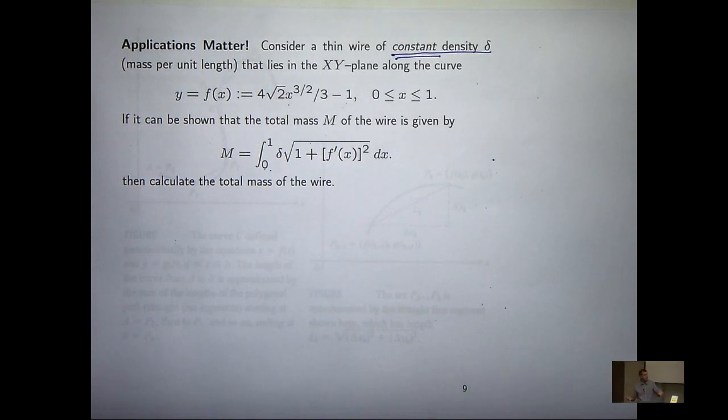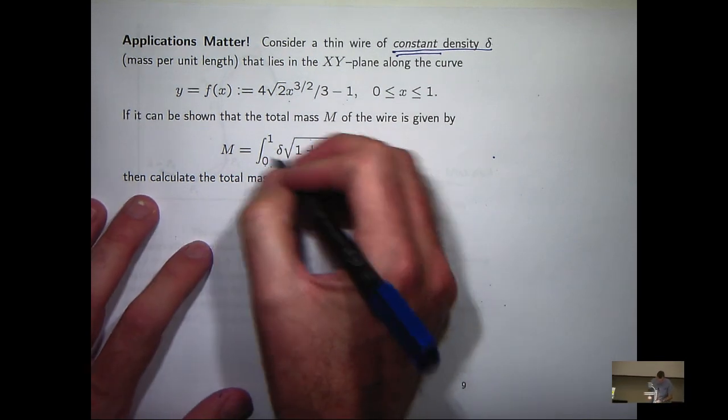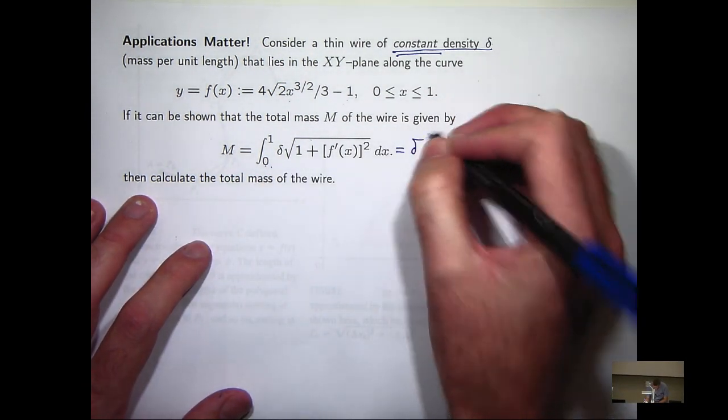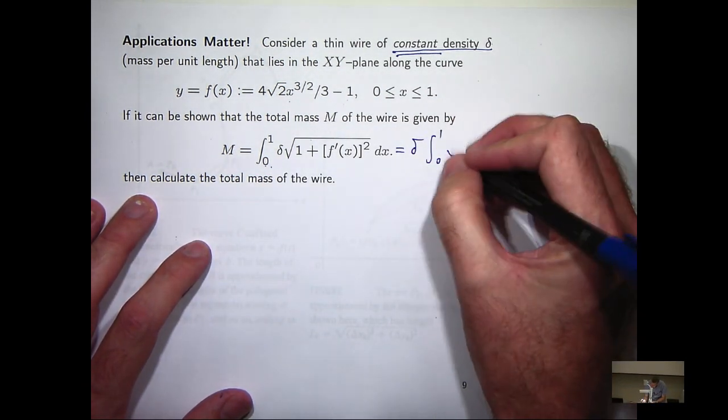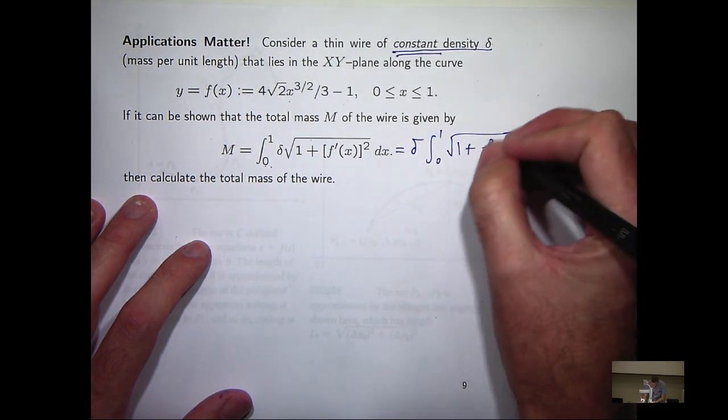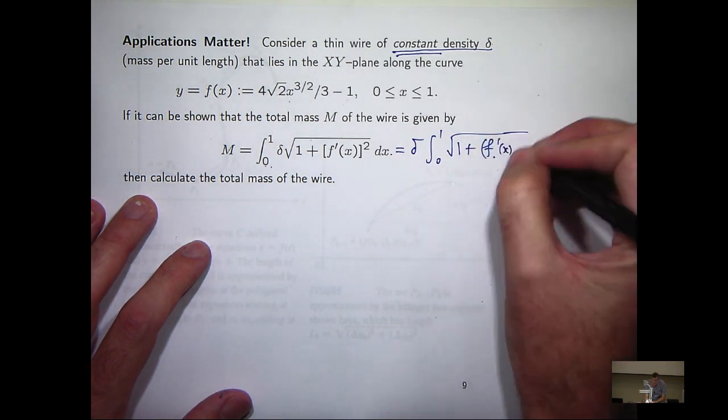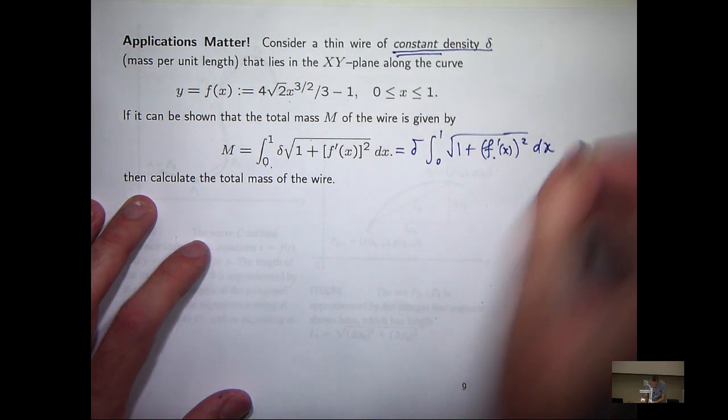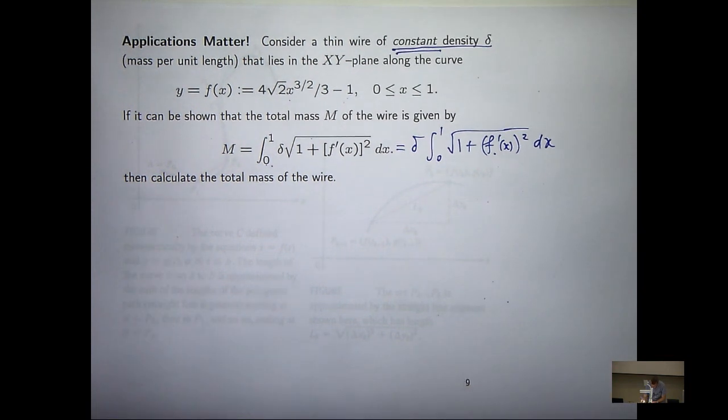So let's actually go through and calculate the total mass of this wire. Because density is constant, you can just pull this out and write it like this. So basically it's just density times the arc length, gives you the mass. Now next year you'll look at objects that have variable density. But here we're just keeping it simple.